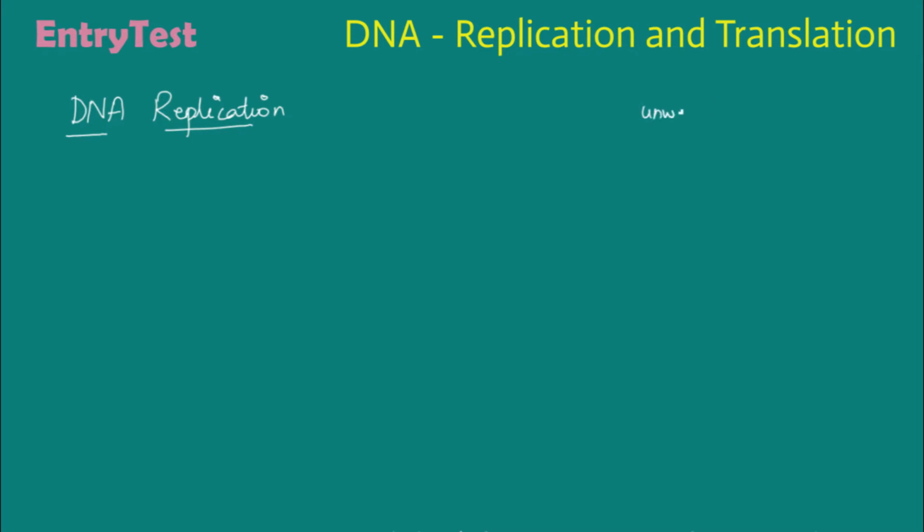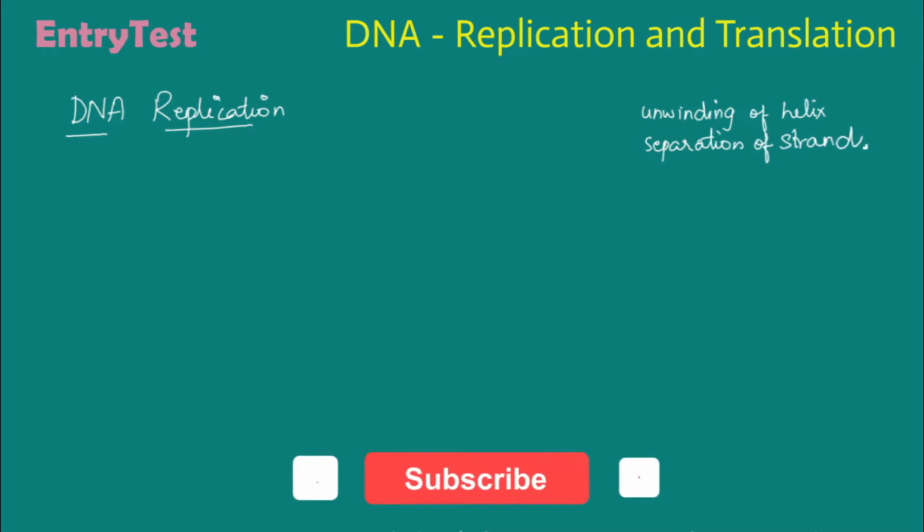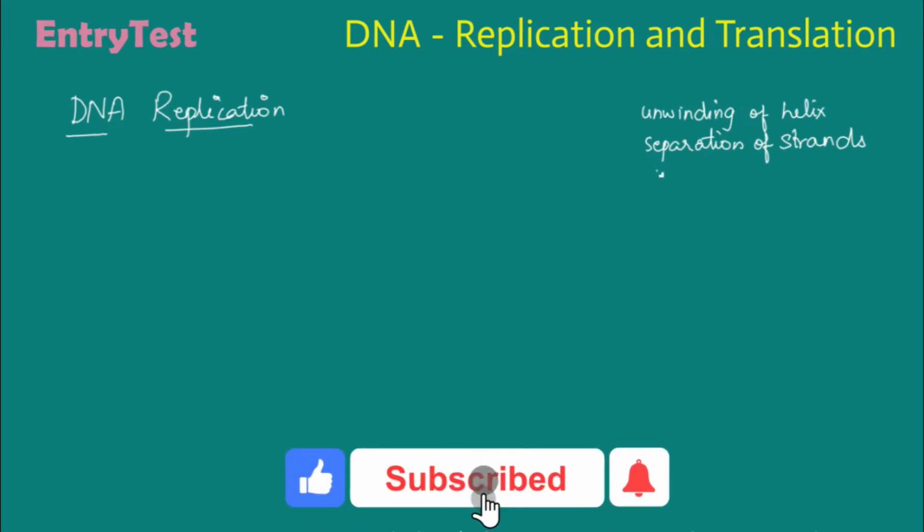First would be unwinding of the double helix. The second process is separation of strands by helicase. And the third process is formation of new complementary strands by DNA polymerase.